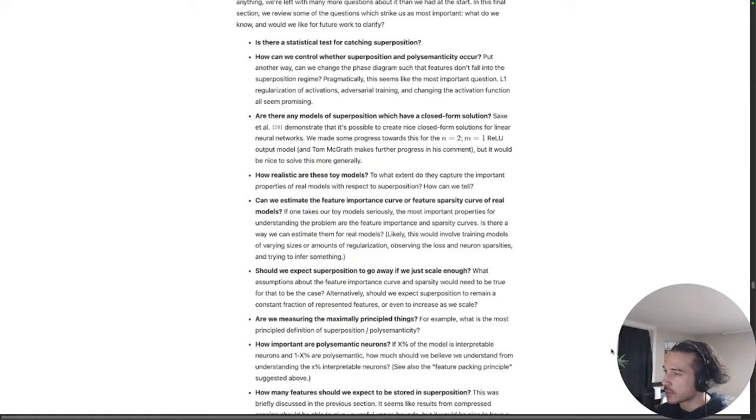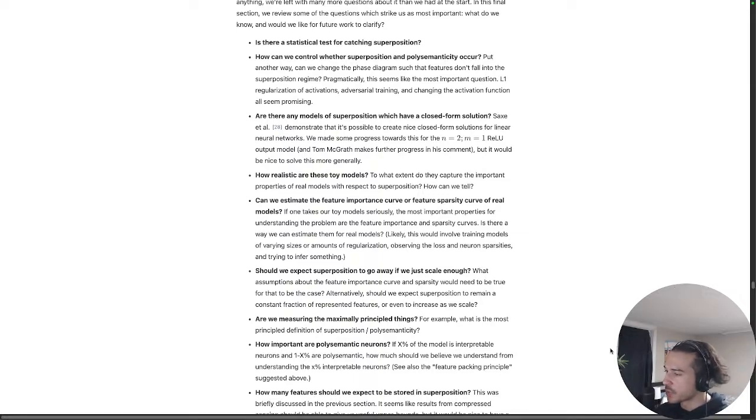How can we tell? Can we estimate the feature importance curve or feature sparsity curve of real models? If one takes our toy model seriously, the most important properties for understanding the problem are the feature importance and sparsity curves. Is there a way we can estimate them for real models? Likely, this would involve training models of varying sizes or amounts of regularization, observing the loss in neuron sparsities, and trying to infer something.